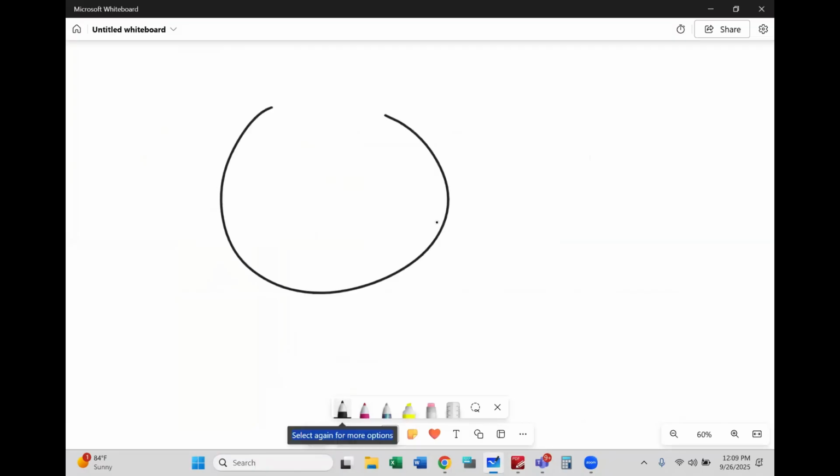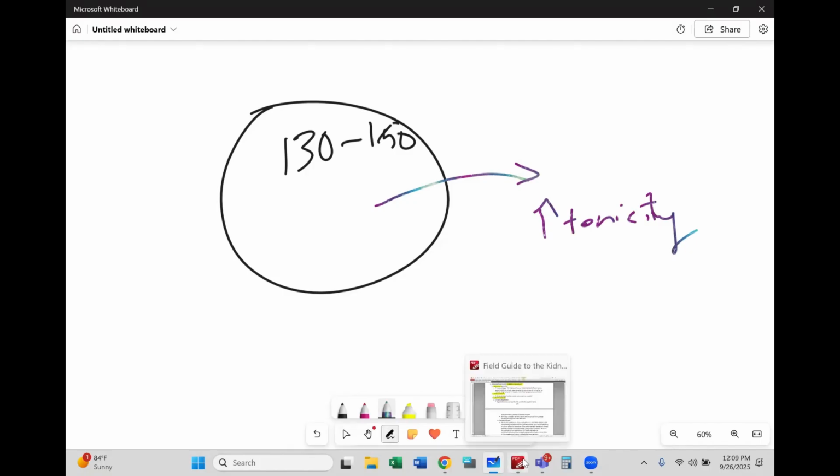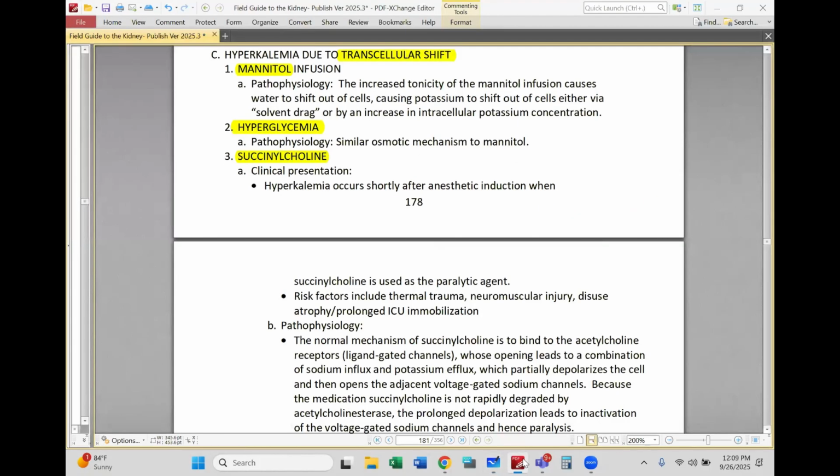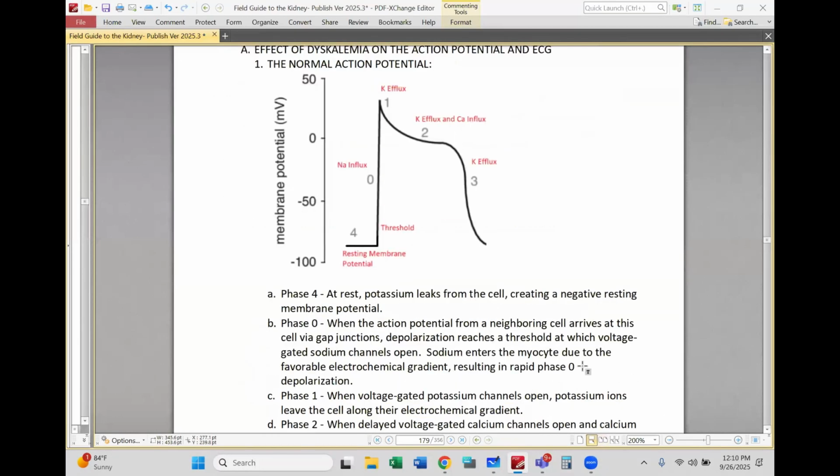So again, we have high intracellular K concentrations somewhere between 130 to 150. And again, the movement of solvent driven by increased tonicity, such as hyperglycemia, would have this high intracellular K content translocate into the ECF, okay? Now, succinylcholine is, as you know, a depolarizing paralytic. And you recall, I hope, the action potential, right, which we discussed in a prior conversation.